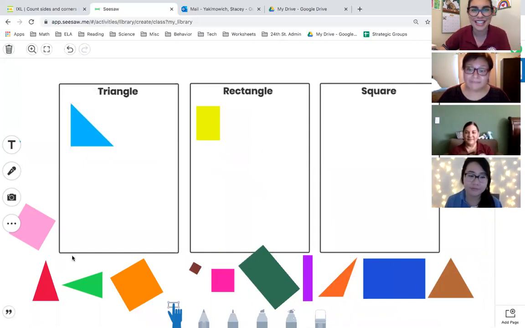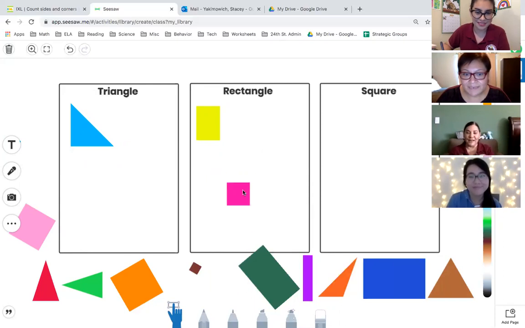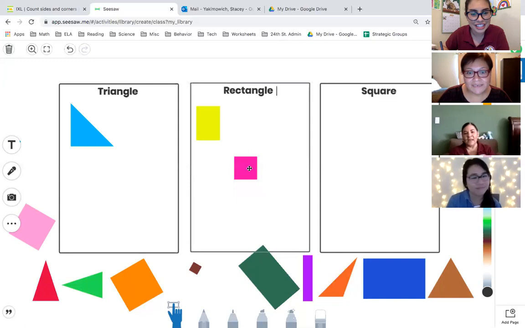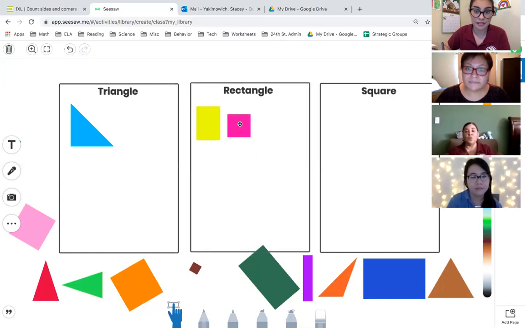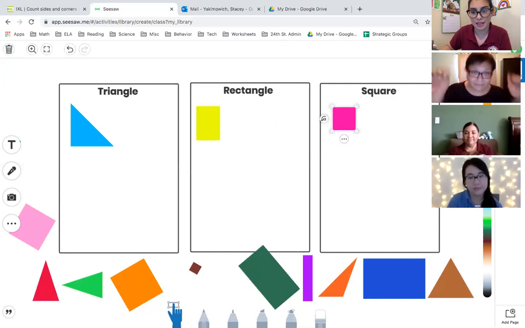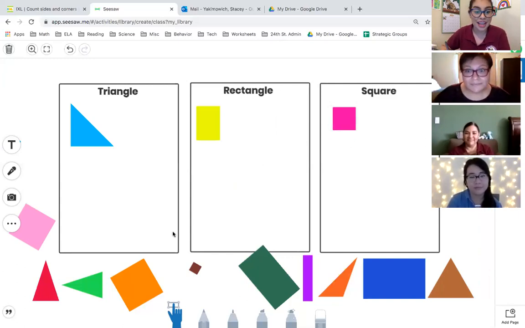All right, Miss Hernandez, what shape are you looking at today? I'm looking at the hot pink one because that's one of my favorite colors. Ooh. So I'm noticing it does not have 3 sides, so it cannot be a triangle. It does have 4 sides, which could be either a rectangle or a square. But I'm also noticing that all sides are equal. They're the same length. Right. So then it's going to have to be a square. Perfect. Awesome.